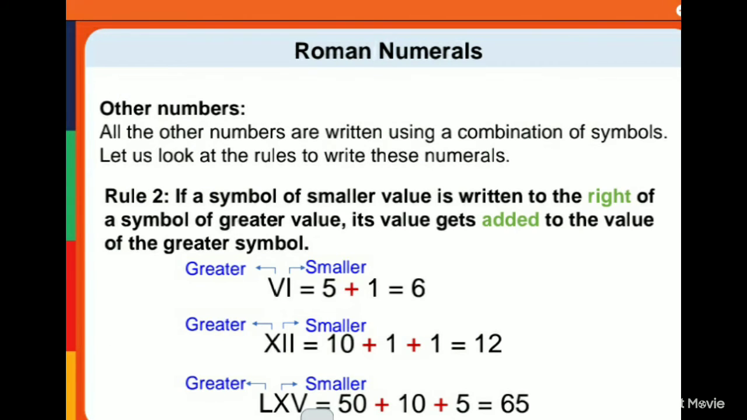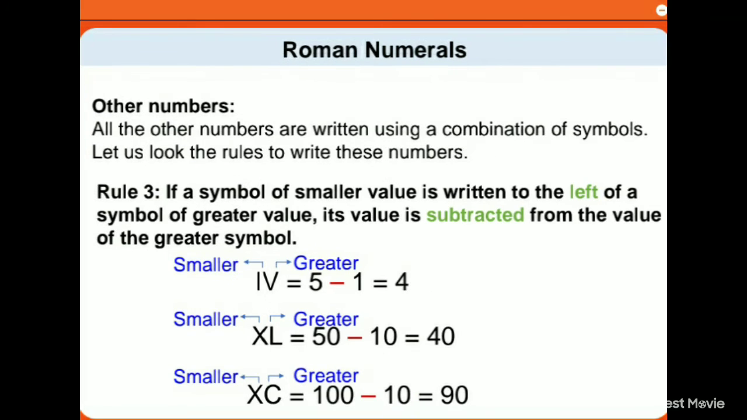Second rule is if a symbol of smaller value is written to the right of a symbol of greater value, its value gets added to the value of the greater symbol. Like in the first one, V and I. So V is greater and I is smaller. So we can write 5 plus 1 equals 6. We need to add this. So this is our rule 2.